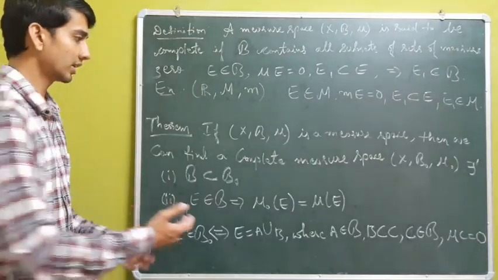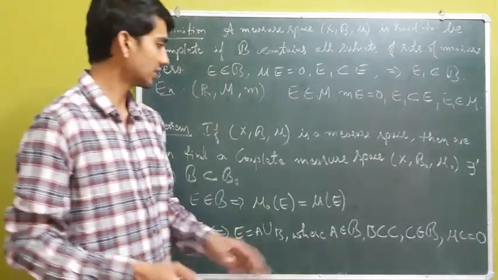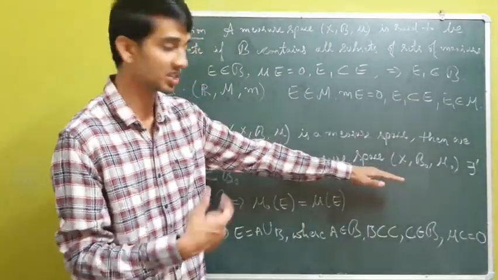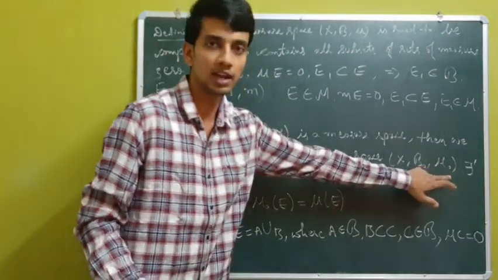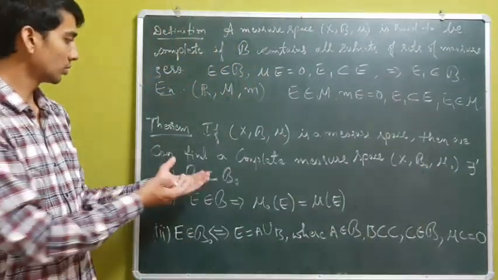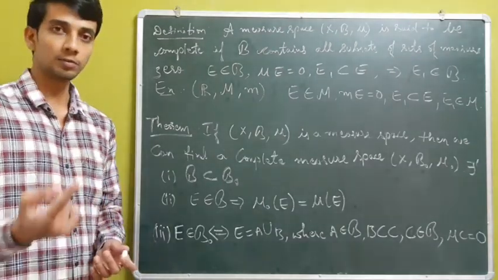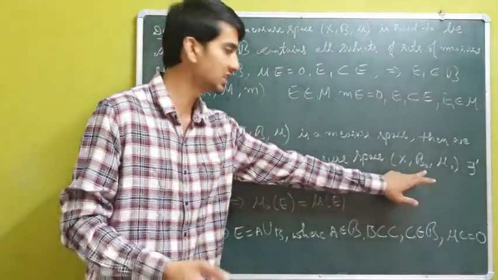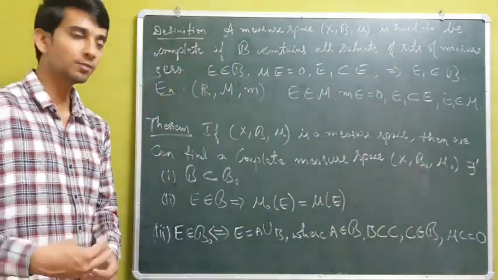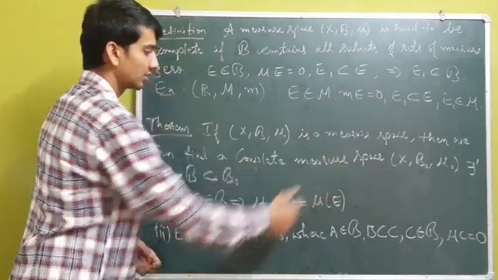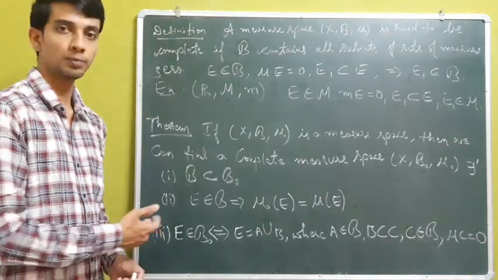Now in order to prove that (X, B naught, mu naught) is a complete measure space, I need to prove that, first of all, it should be a measure space: B naught should be a sigma algebra and mu naught should be a well-defined measure. So I need to prove three things in a row. For the first, I need to prove B naught is a sigma algebra, then I need to prove mu naught is a well-defined measure, and then finally I will prove that it is a complete measure space by the definition. So let me see the proof now.